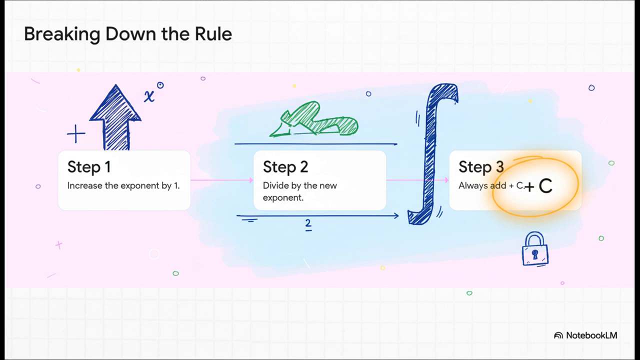Step 1, you take the exponent and add 1 to it. Step 2, you divide the whole thing by that new exponent. And step 3, and this is important, you always add a plus c at the end. You're probably asking, why? Well, think about it. When you find a derivative, any plain number just disappears, right? It becomes 0. So when we go backwards, we add this c as a placeholder for any number that might have vanished. It's called the constant of integration.